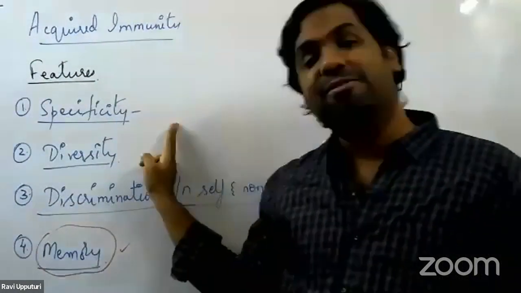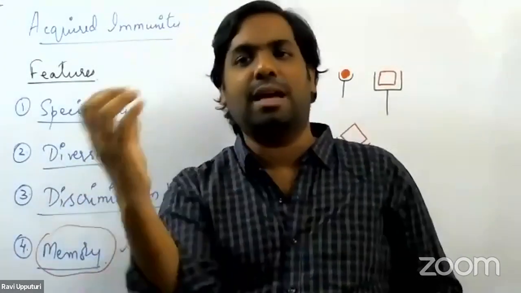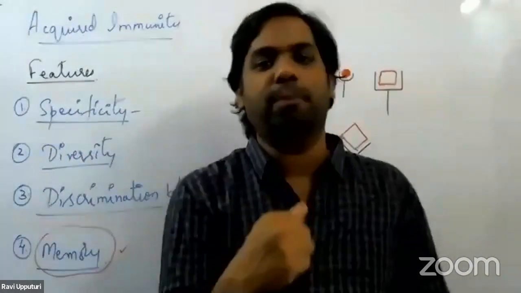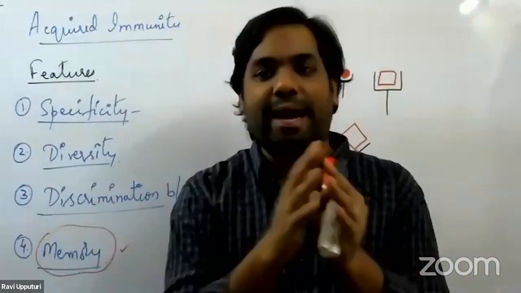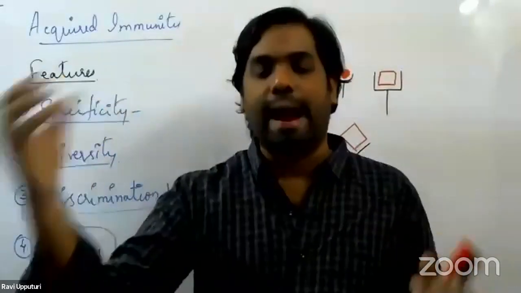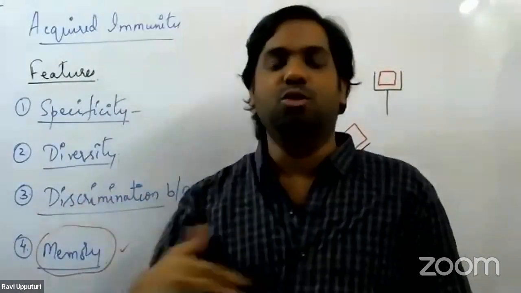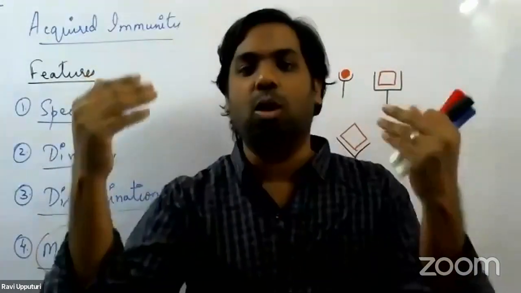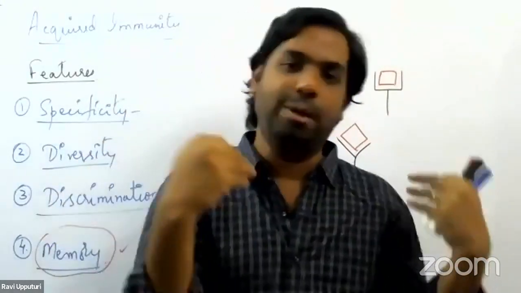One is specificity. They are highly specific in recognizing the type of antigen that has entered the body. Second, diversity. They are able to identify a huge range of pathogens or antigens entering the body. Third, discrimination between self and non-self. They are able to recognize which belongs to our body and which does not belong to our body.